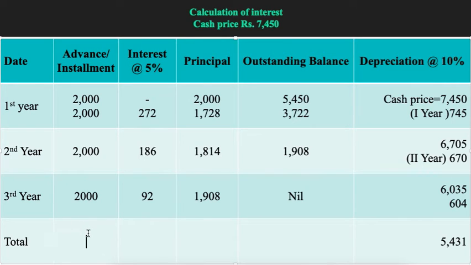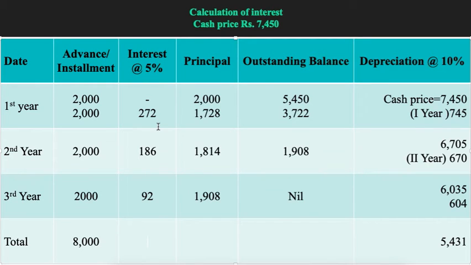Now if we total it here, now let us total it. Alright, so we have here the total installment amount, that is 2000, 2000, 2000 and 2000. So total is how much? It is 8000, right? And the interest amount is how much?